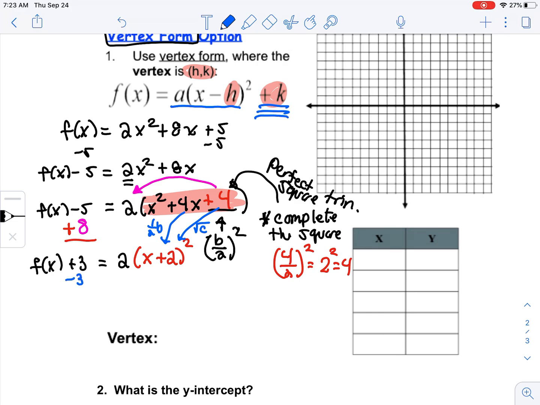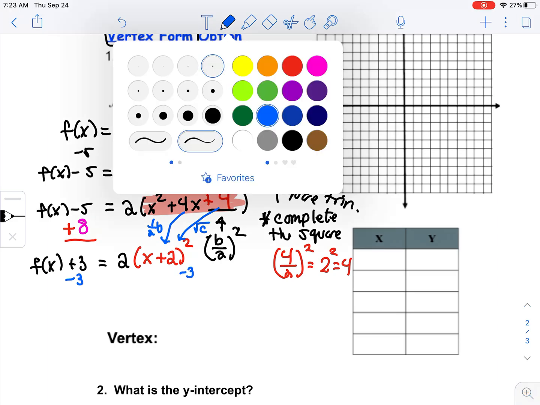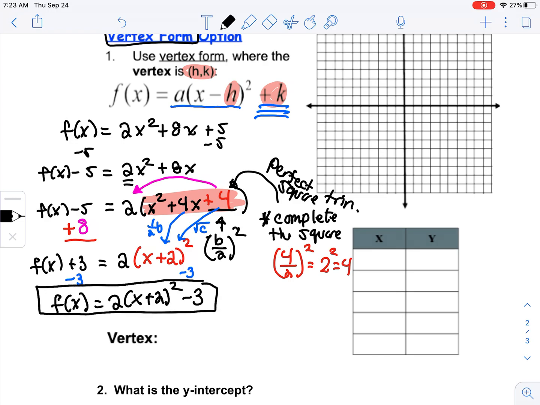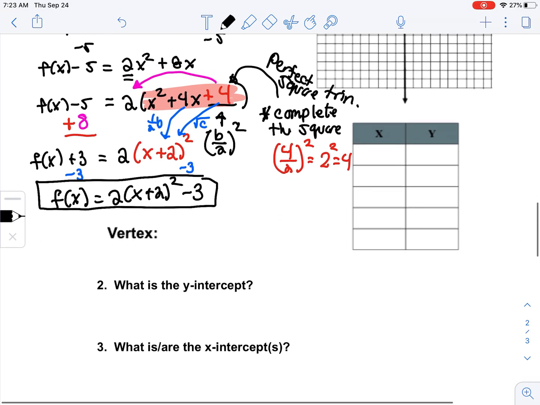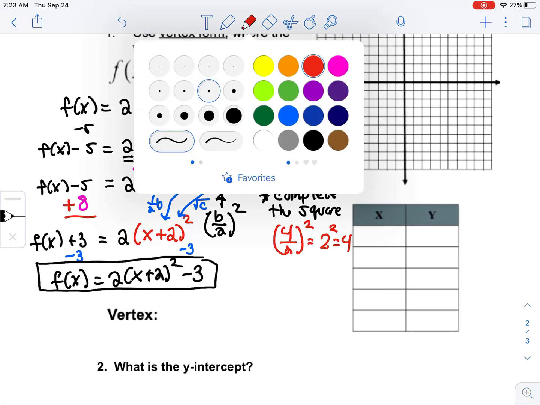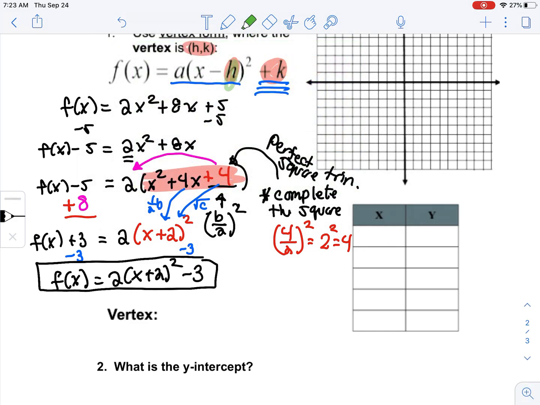The only thing that's missing now is that we have to have this plus k, so we're going to bring this constant back over to the other side, which means that our equation now says f of x equals 2 times (x plus 2) squared minus 3, and now we have vertex form. So from vertex form, we're going to find all of these key components of graphing. And again, the vertex is the h and k values. So we're looking at this value and this value.